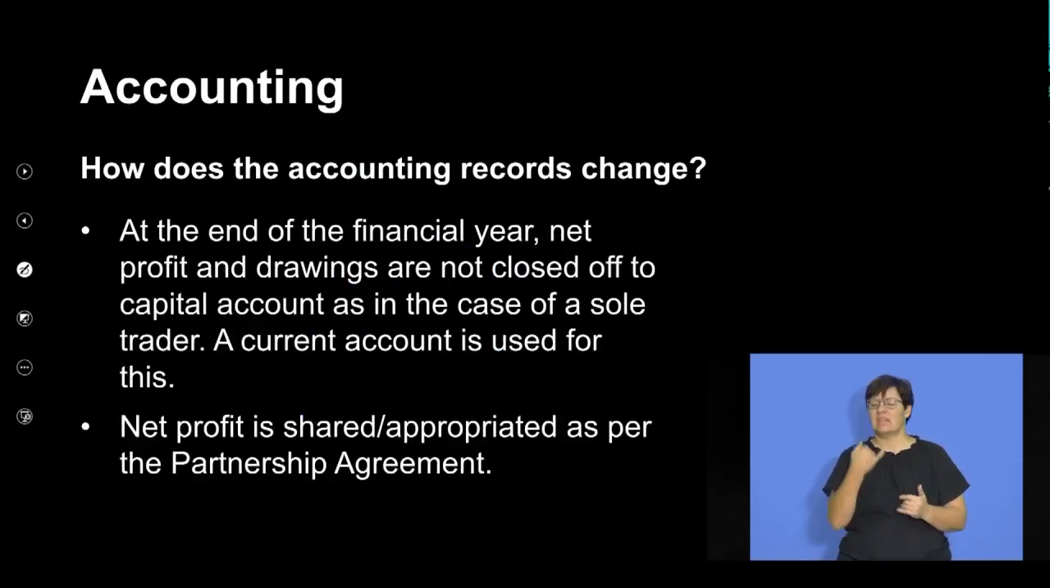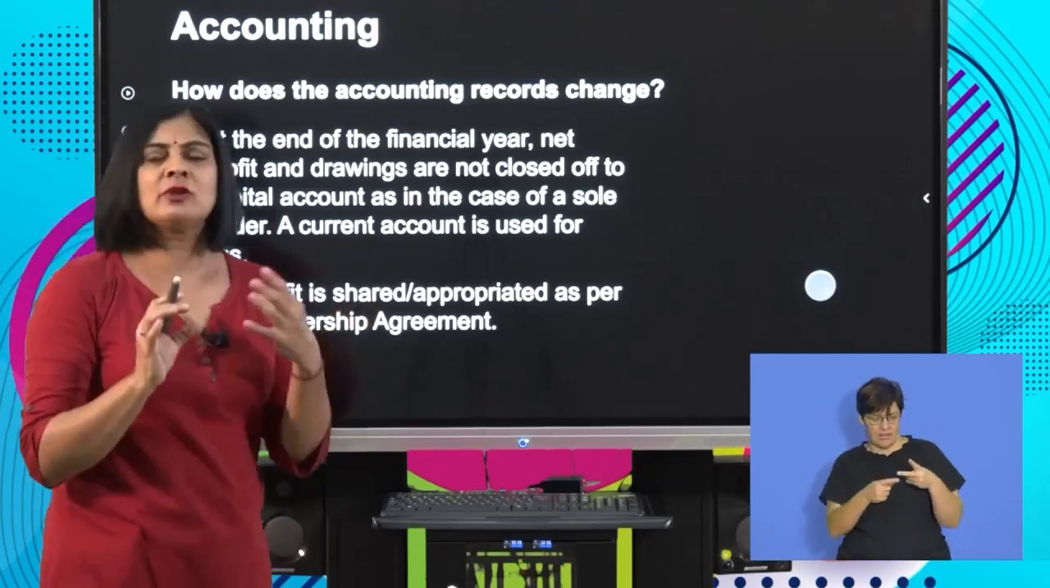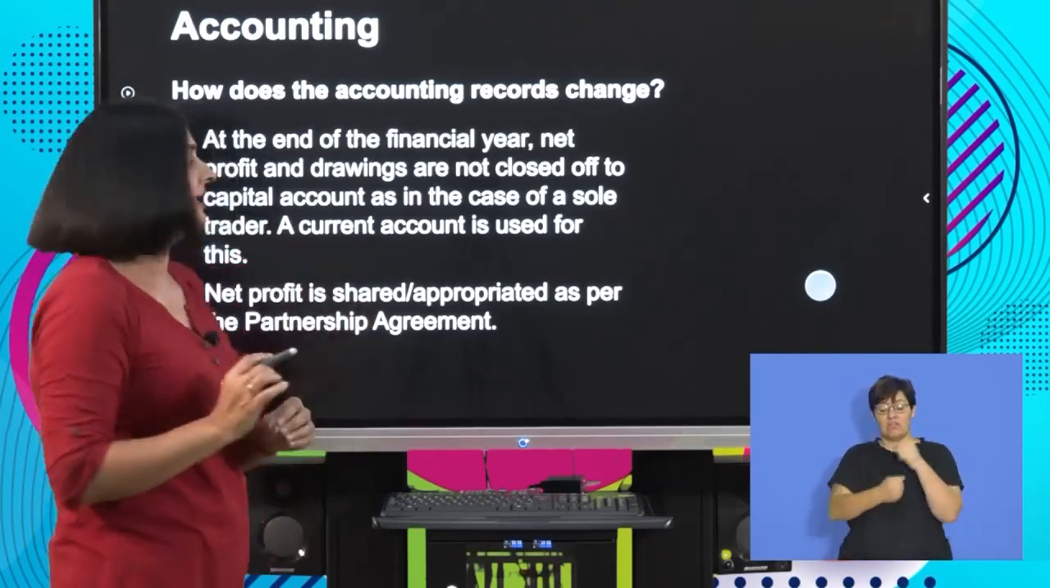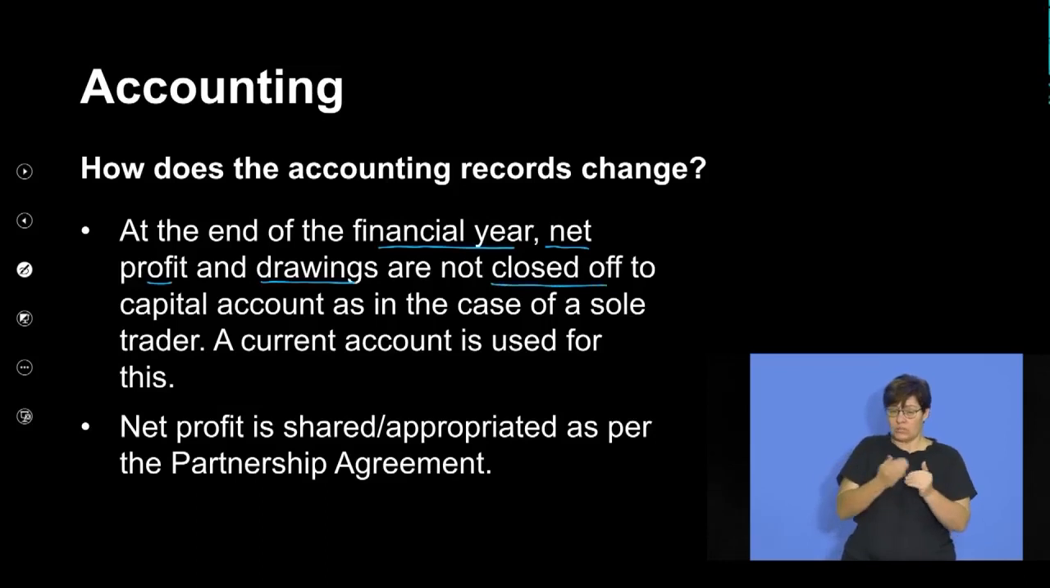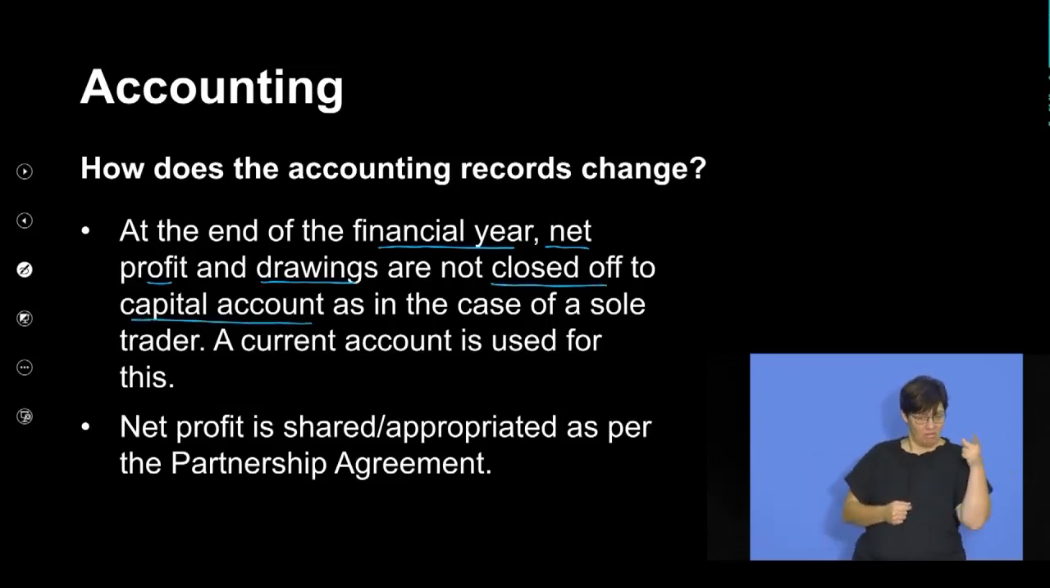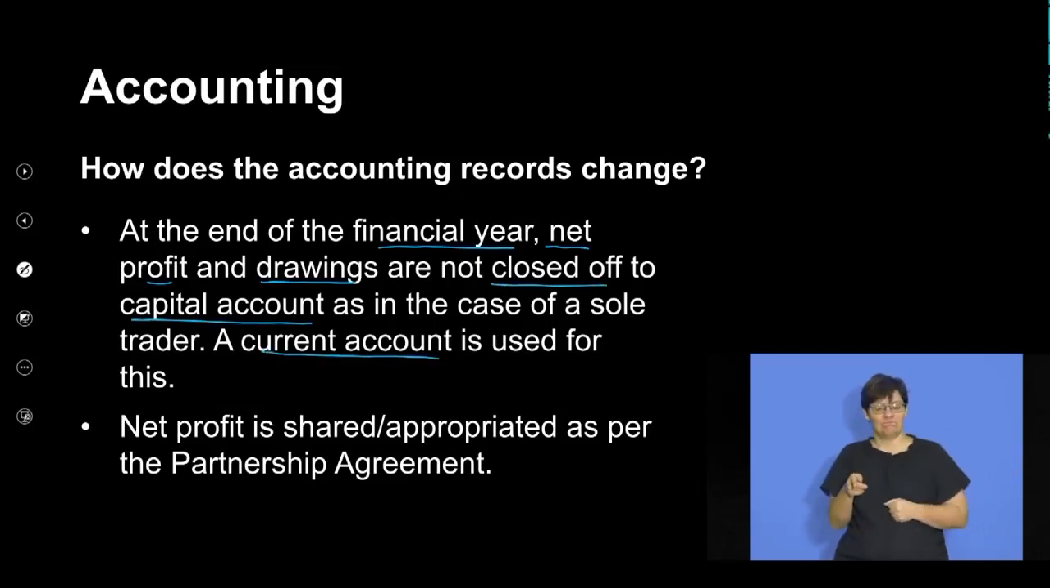Still with how the accounting records change. So we spoke about capital, we spoke about drawings. Now let's look at what happens at the end of the financial year. At year end, net profit and drawings are not closed off to the capital account. As in the case of a sole trader, a current account is then used for this.